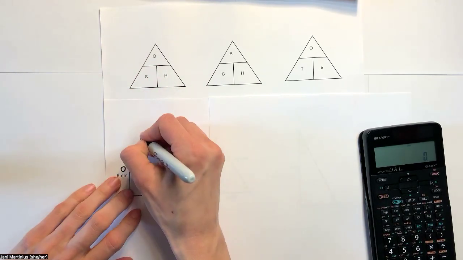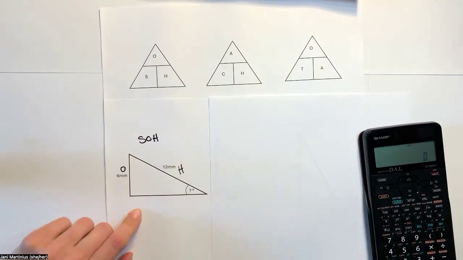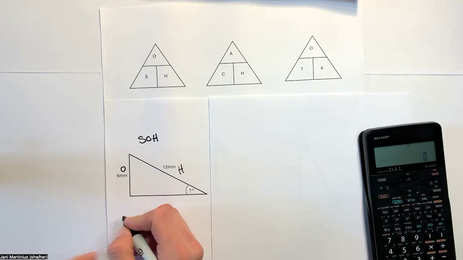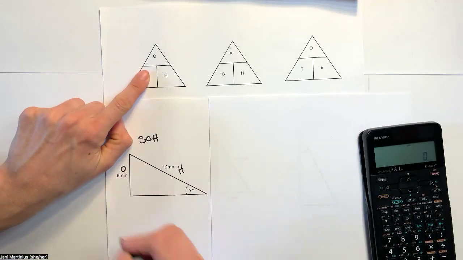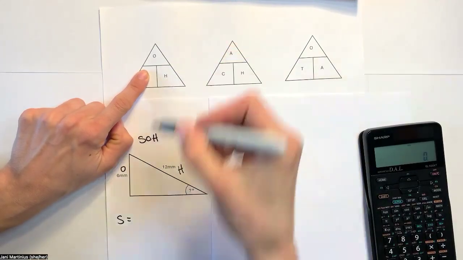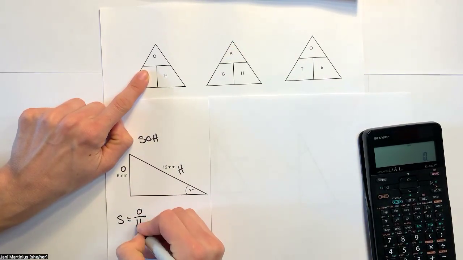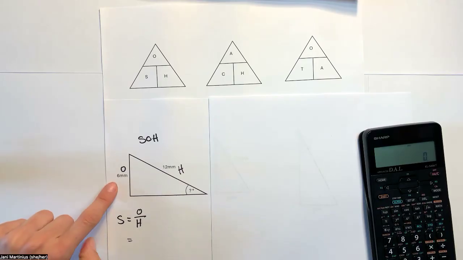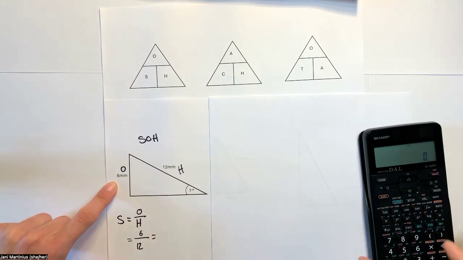We're right in the SOH to start with. Write that down. And we are looking for the angle, right? So if we're blocking this out, because that's what we're trying to find, we have opposite over hypotenuse. Then all we need to do is punch in the numbers. So opposite 6 over hypotenuse 12.